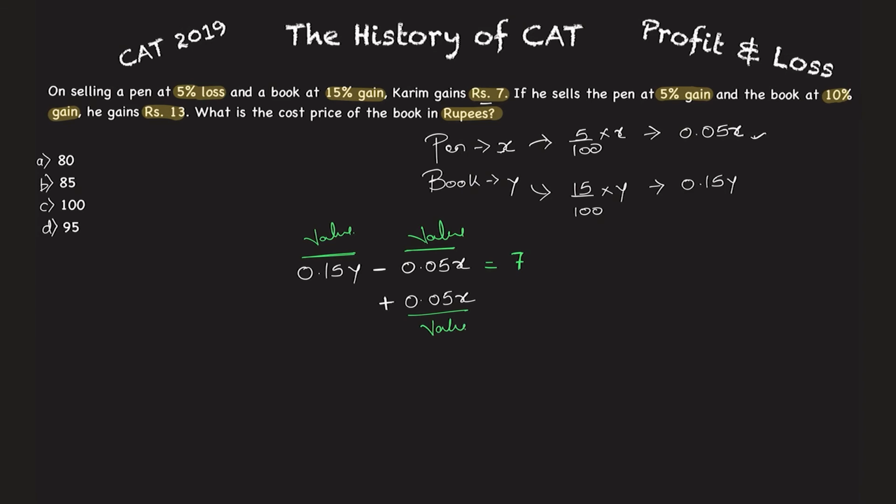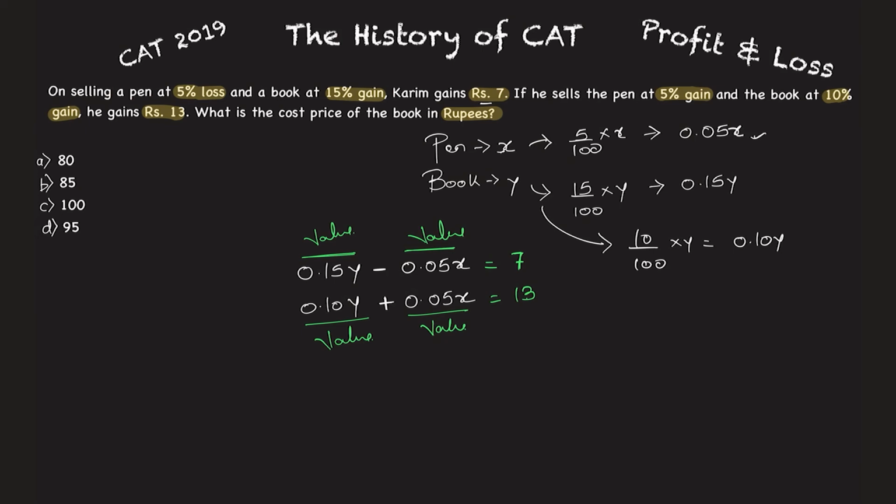And 10% gain on the book. So on the book he gained 10%. What is 10% of Y? It will be equal to 0.10Y. This is what he gained. Overall this is again a value. So if Y is 200, he earned 10% of 200, that is 20. Overall he gained rupees 13 from this. That's what is happening.